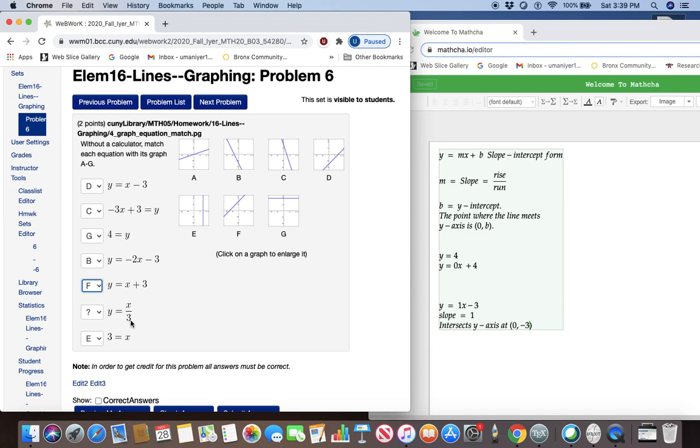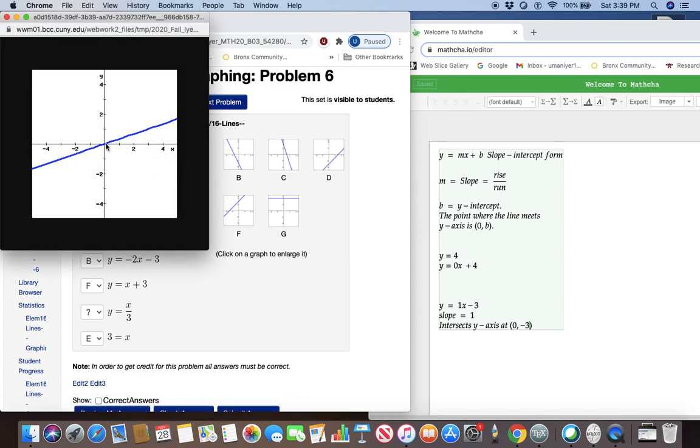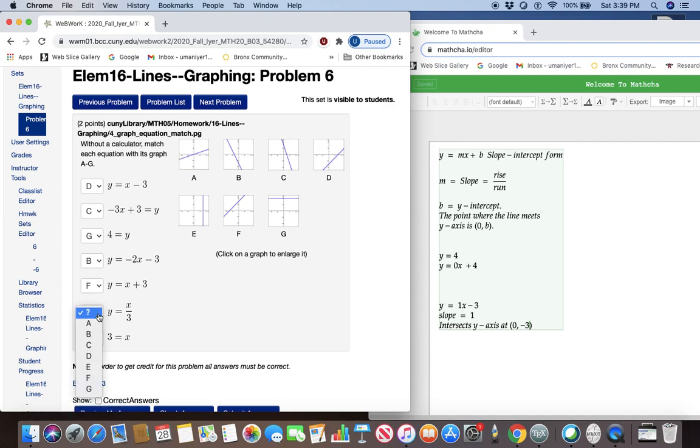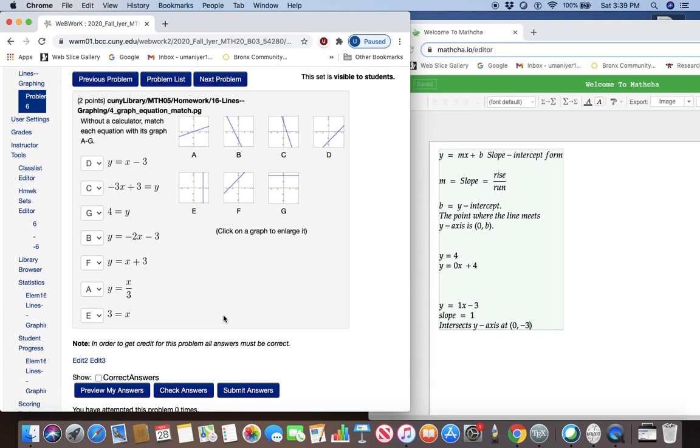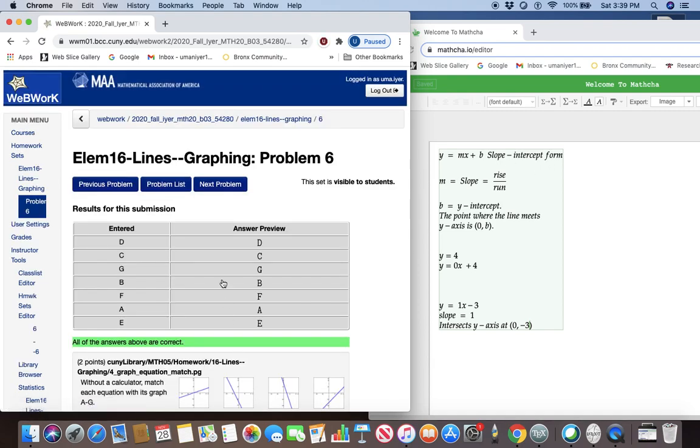Slope is 1/3 and no y-intercept. So y-intercept 0, that means it has to cross the origin 0, 0. Of all these lines, only this line goes through the origin and has positive slope 1/3. So that's your line A, which completes all the answers. So notice we didn't calculate anything, we just looked at the picture and used slope-intercept form. Next problem.